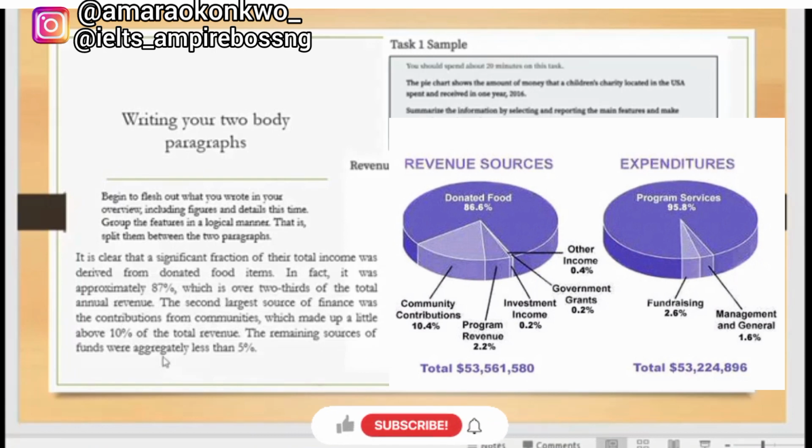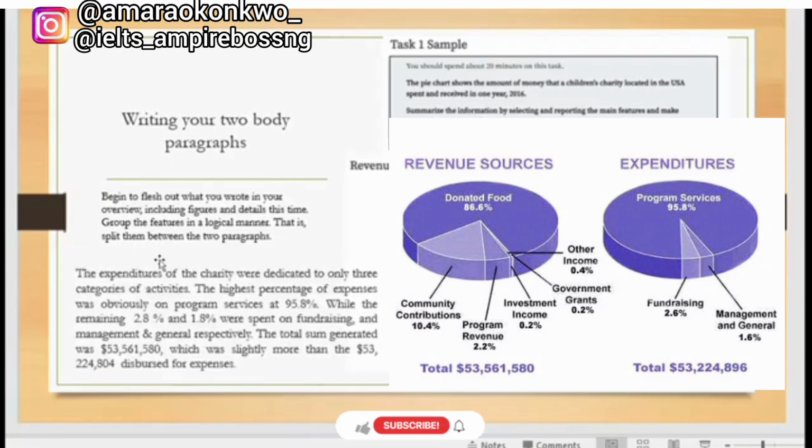The remaining sources of funds were aggregately less than 5%. So if you add all these three together, you'd see that it should be giving you a total of, let's say, 3%, you understand? So I just said the remaining sources of funds were aggregately less than 5%, understand? So these are just ways in which you can flesh out what you've already written in your overview. You can clearly see that we added figures. You can give approximate figures. You can give estimate figures, you understand? As long as you use the correct words to express that you're actually estimating them, then that's fine.